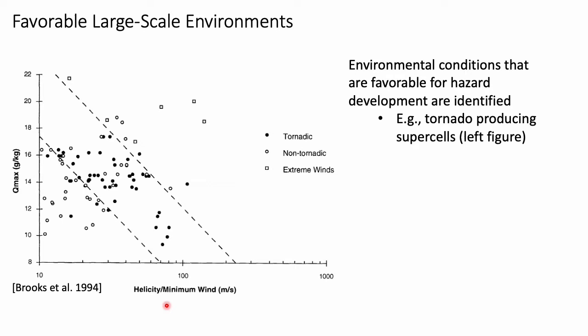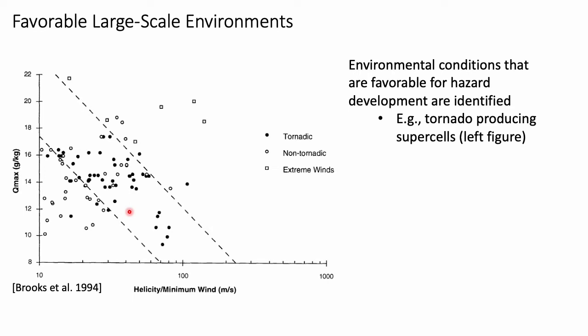Then they looked at the maximum mixing ratio in the atmosphere. And you can see those two things are loosely correlated, but the interesting thing that they found is that most tornadic storms happened within these two dashed lines. So in this environmental area, where you have, I would say, medium helicity and medium moisture in the atmosphere, and those two are somehow related linearly. Beneath this environment are non-tornadic storms, and above the environment you have extreme wind producing storms. So you can use these kinds of relationships to understand how often these environments occur, and how the frequency of their occurrence changes in the future.